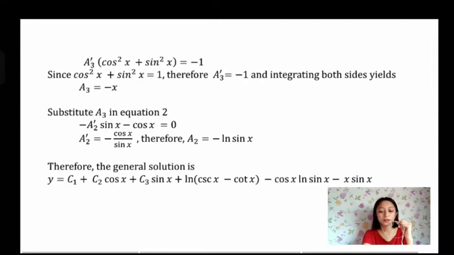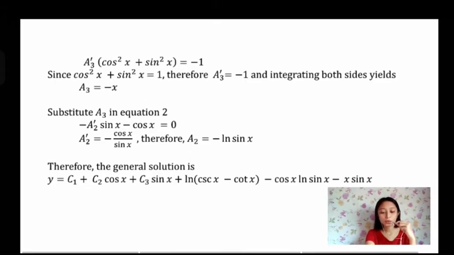Kapag ni-replace natin yung a sub 3 and kapag na-replace natin yung a sub 1, a sub 2 dun sa equation, magiging general solution niya is y equals c sub 1 plus c sub 2 cosine x plus c sub 3 sine x plus ln cosecant x minus cotangent x minus cosecant x ln sine x minus x sine x. Yun yung magiging general solution niya.